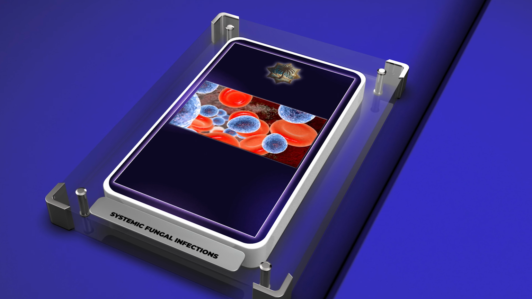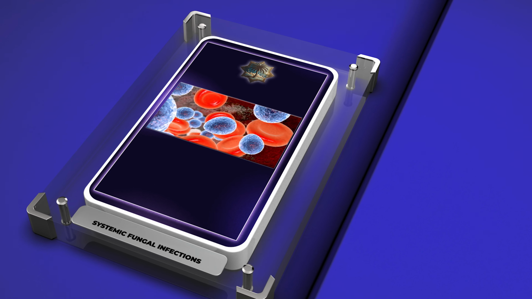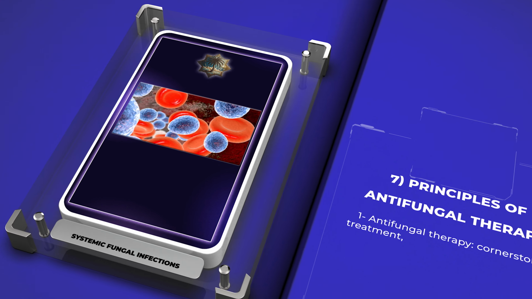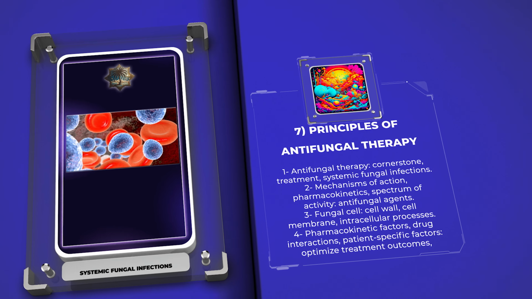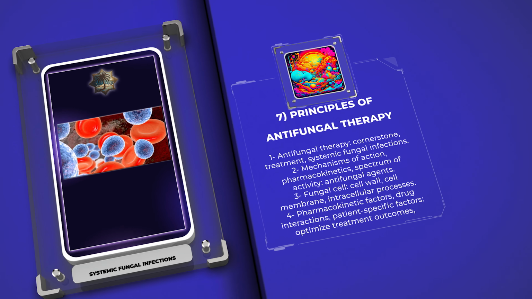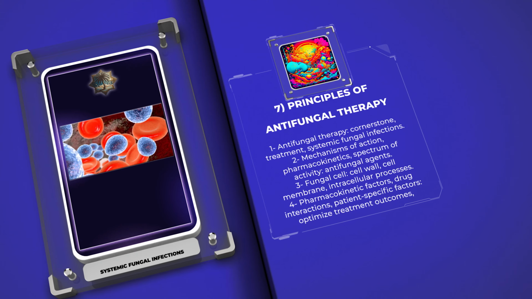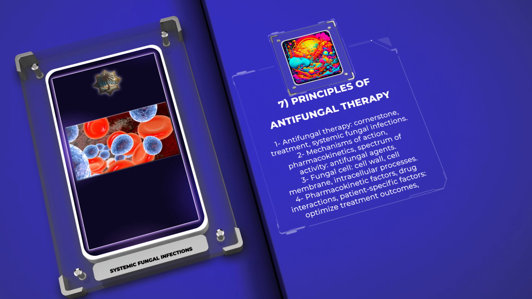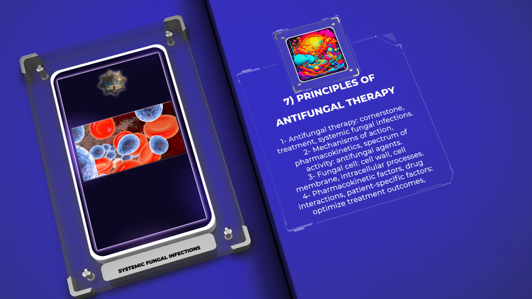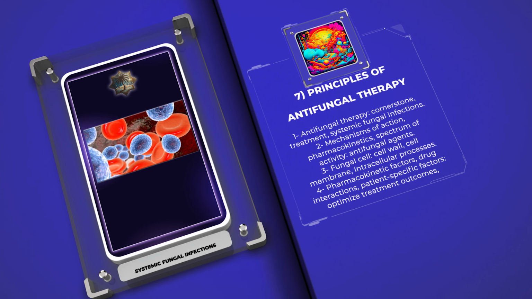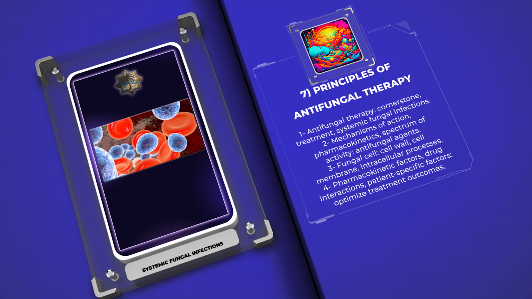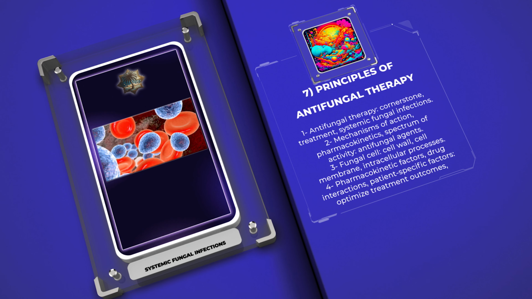Antifungal therapy forms the cornerstone of treatment for systemic fungal infections. Understanding the mechanisms of action, pharmacokinetics, and spectrum of activity of different antifungal agents is crucial for selecting the most appropriate drug for each individual patient. Antifungal drugs target various components of the fungal cell, including the cell wall, cell membrane, and intracellular processes. Furthermore, pharmacokinetic factors, drug interactions, and patient-specific factors must be considered to optimize treatment outcomes and minimize toxicity.